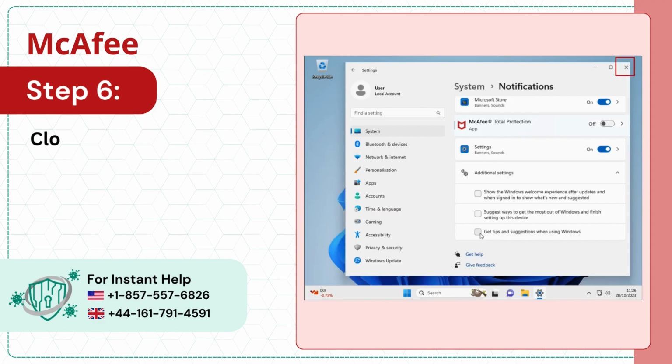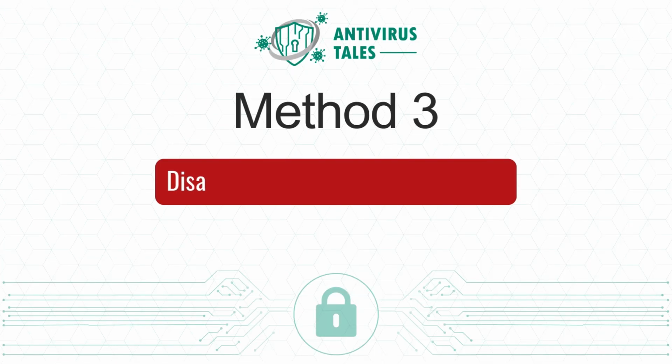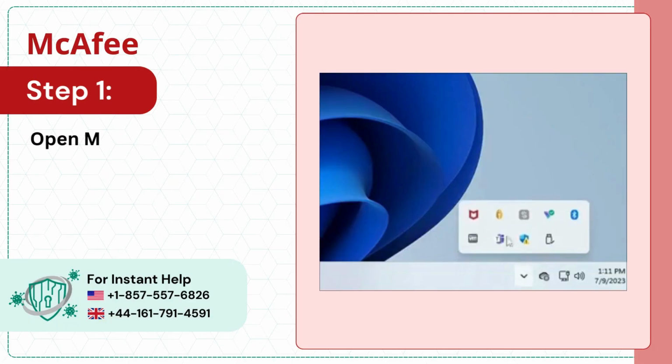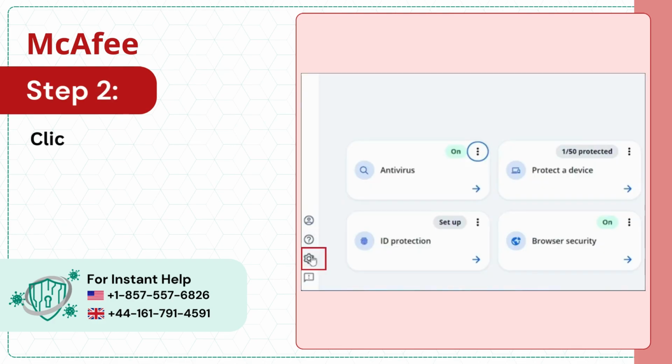Step 6. Close your settings window. Method 3. Disable information alerts in McAfee. Step 1. Open McAfee application. Step 2. Click on Setting in bottom left corner.